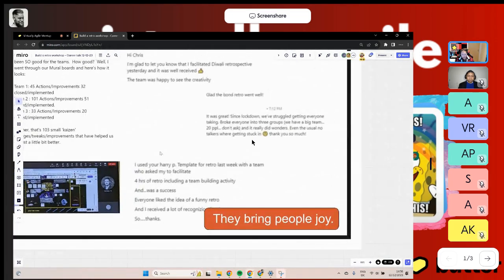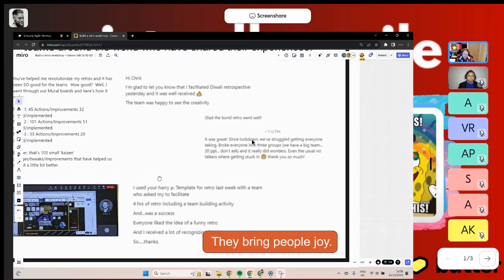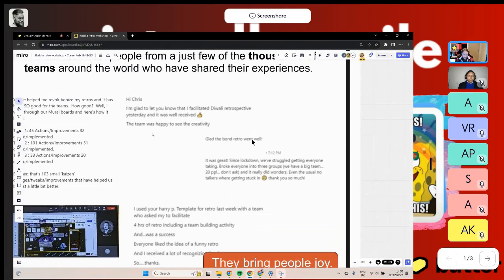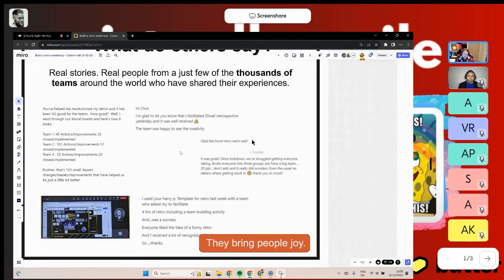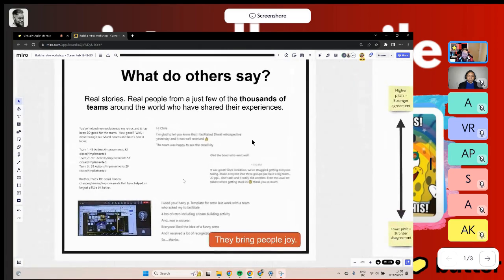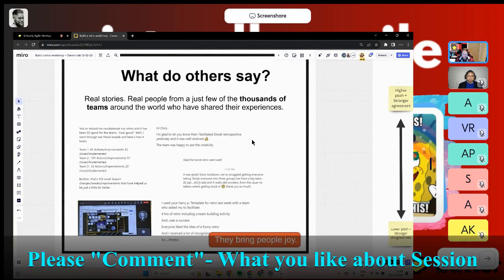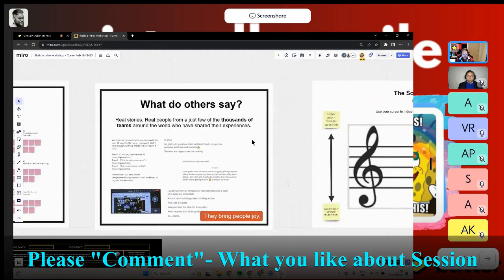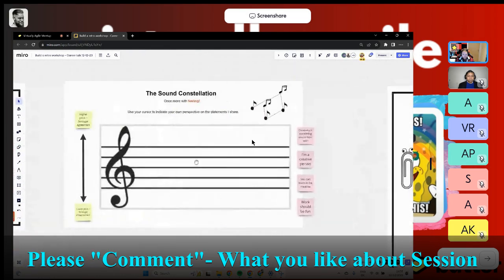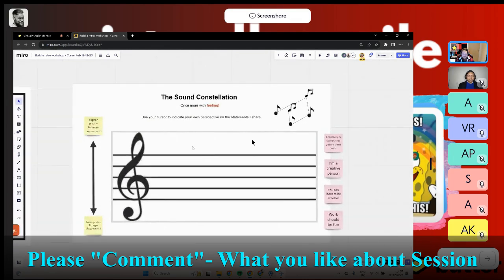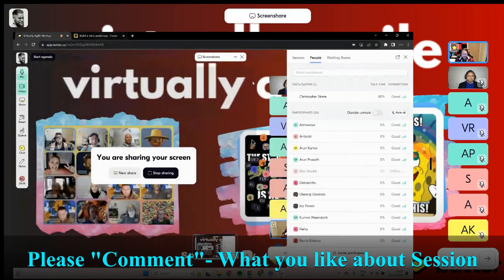People using the Harry Potter one had it was fun, and that person received a lot of recognition. The Diwali retrospective was really well received. People were happy to see the creativity and the fact that someone had made an effort to focus on non-Westernized themes. So not only do I believe they work, but there's data, there's evidence from lots of people all over the world sharing the value it's brought them. They bring people joy.